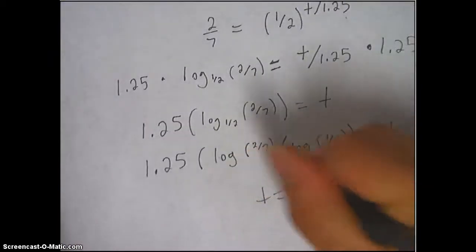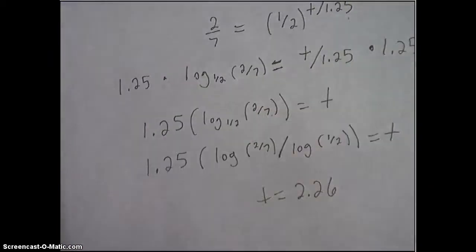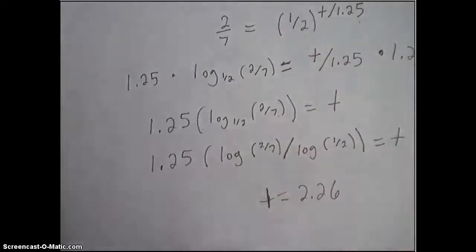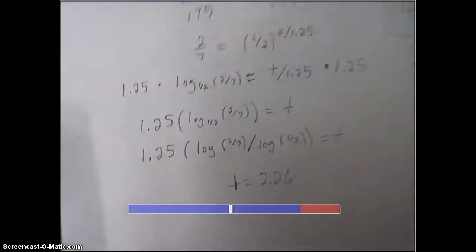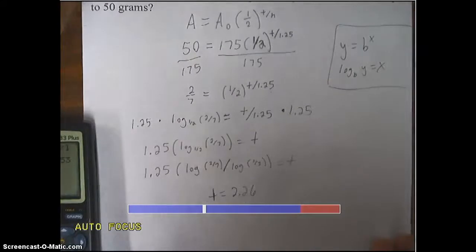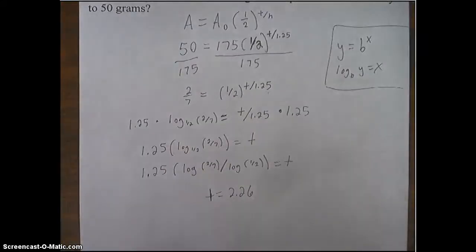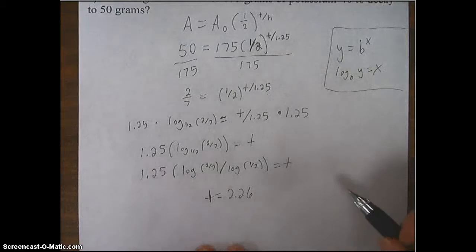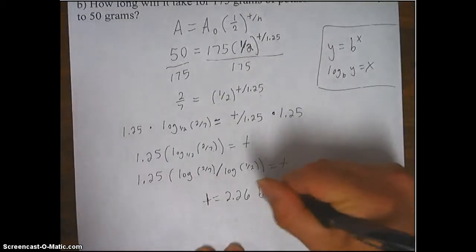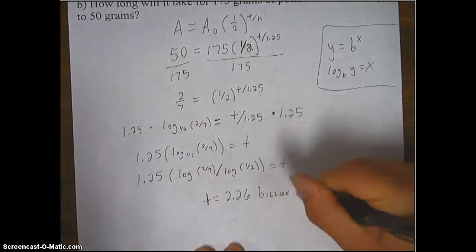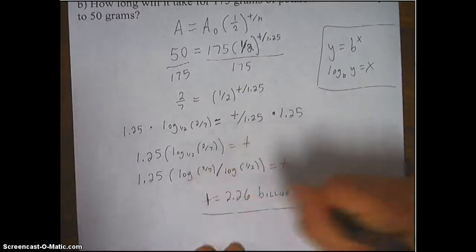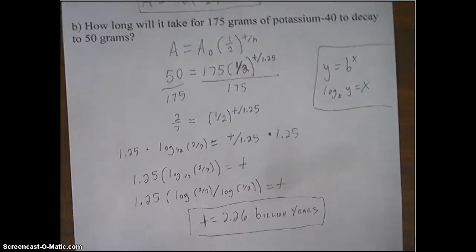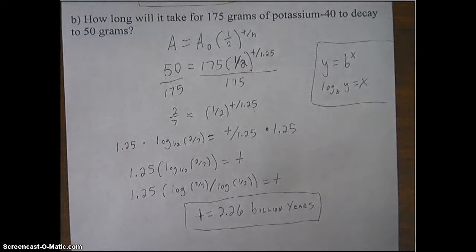So t equals 2.26, which makes sense because for this thing to split in half, it takes 1.25 billion years. So 50 would be more than half. So if it takes 1.25 billion years to cut it in half, we'd expect it to be greater than 1.25. But I've forgotten one thing here. I've forgotten to put my units, which is billions of years. The amount of time for it to go from 175 grams to 50 would be 2.26 billion years.